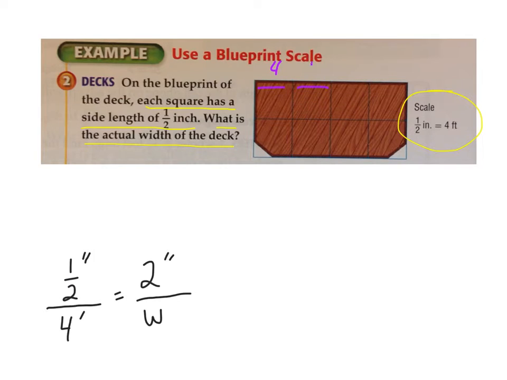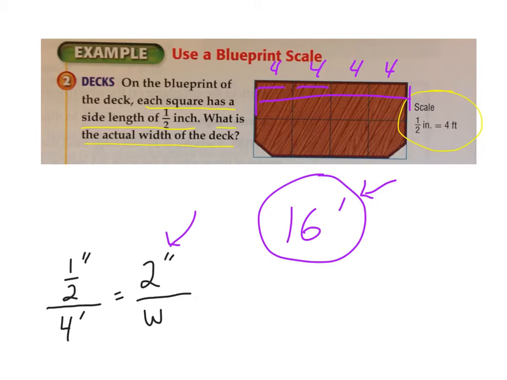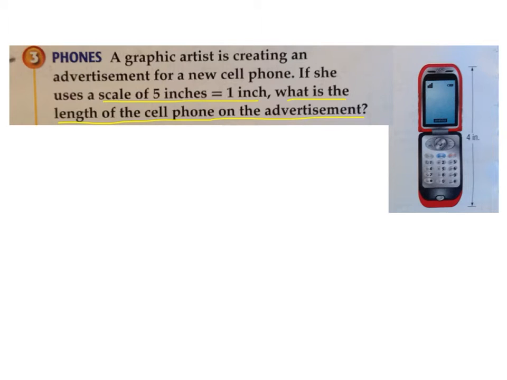This one's 1/2 an inch, so that's going to be 4. This one will be 4, and this will be 4. So the actual width of this would be 4 groups of 4, 4 times 4, which would be 16 feet. And remember, that's the label for feet. This is inches right there, the 2 lines. So there's my answer.